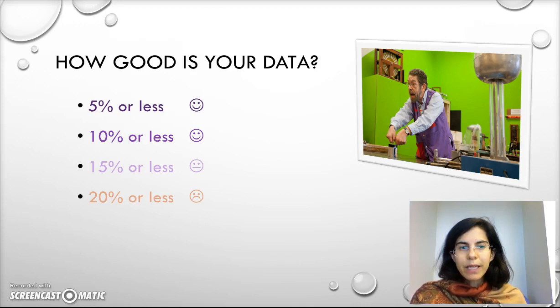If your percent error is over 15%, you're looking at something that went wrong. If it's over 20%, you're looking at something that seriously went wrong. If you have time, this is where you back up to step 3 and you redo the experiment. Figure out what went wrong and fix it.